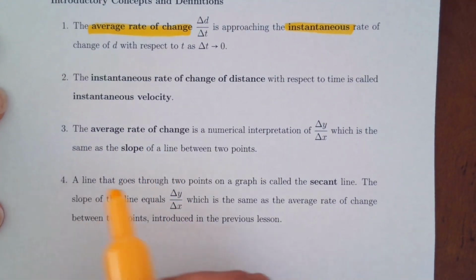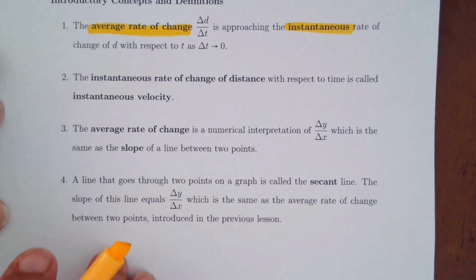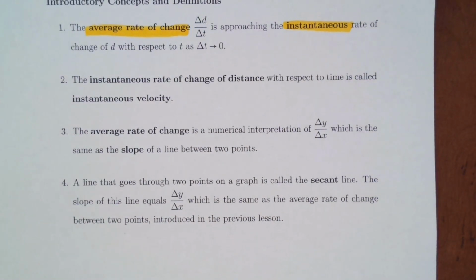All right, a line that goes through 2 points on a graph is called a secant line. Keep that in mind. The slope of this line equals delta y over delta x, which is the same as the average rate of change between those points. So we did that in the last lesson.